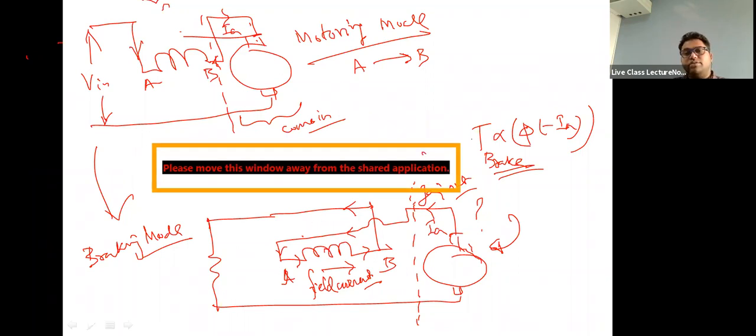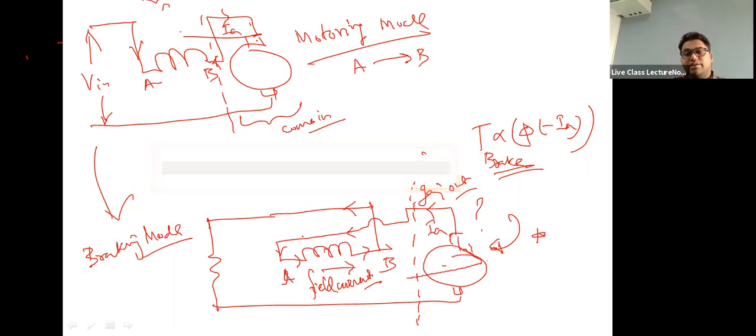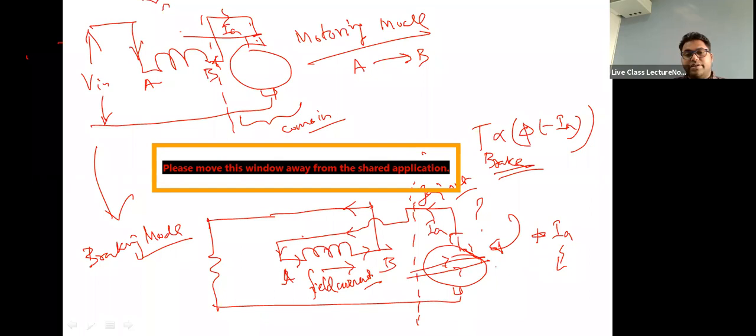See, where is the torque happening? Torque is getting generated inside the motor. Due to what? Due to the Lorentz force, right? So torque will depend upon the direction of the flux and the direction of the current, that is, the current through the current carrying conductors in the windings inside the motor. So you have to consider whether this current is going out or coming in.